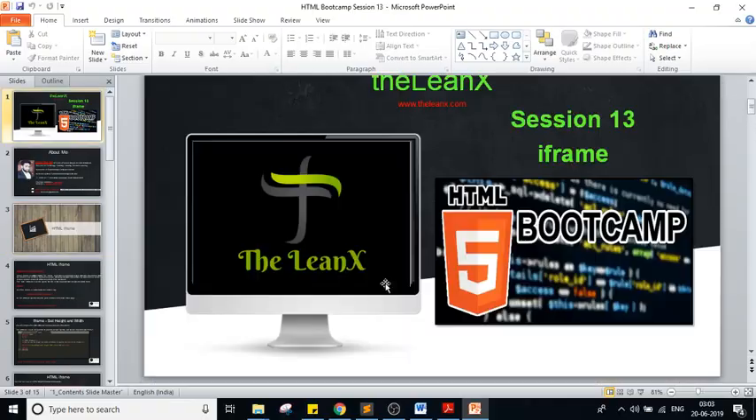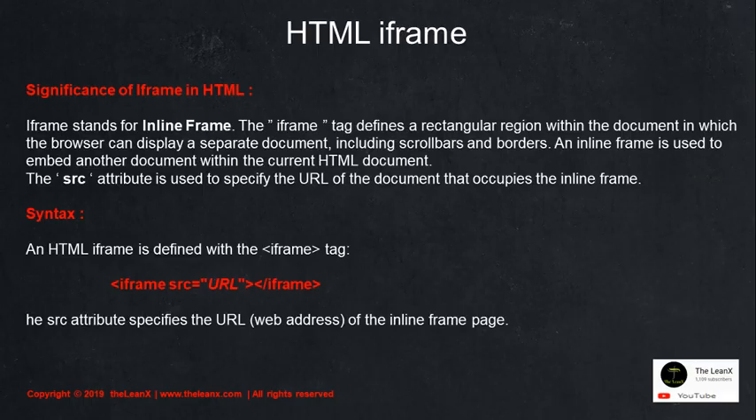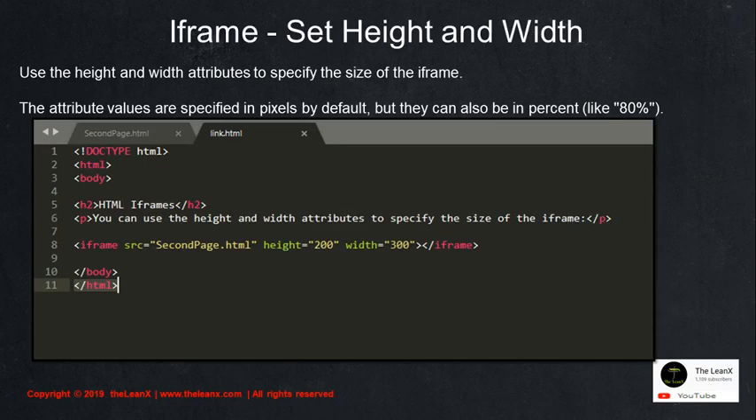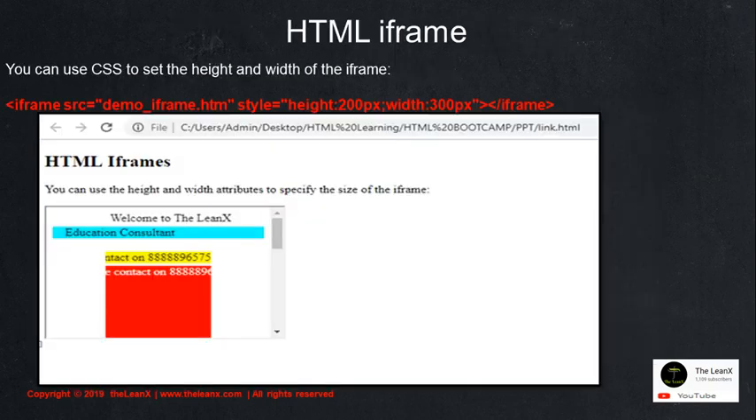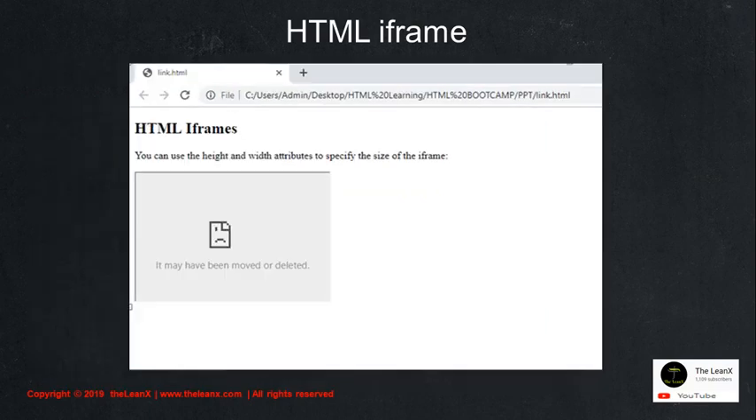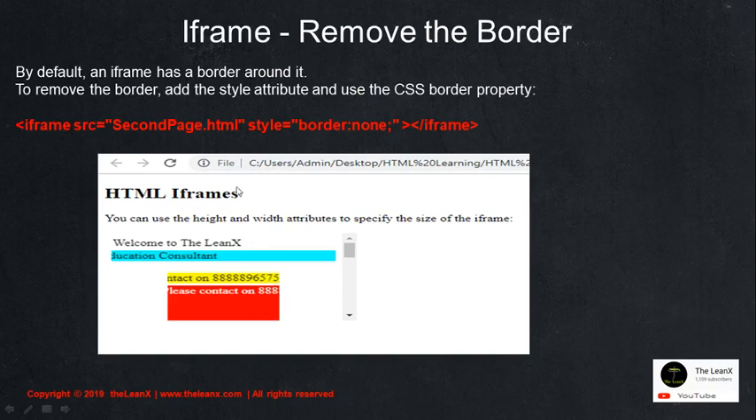So let's revise what we have learned so far. The HTML iframe, which we generally see as an inline frame, defines a rectangular region within a document, and a new document can open in the same rectangular box. It will have scroll bars and a border. If you want to remove it, you can. Then we saw how to set height and width. Also, if a document is not available, it will give an error. We also saw how to remove a border, using the style tag where border is none.